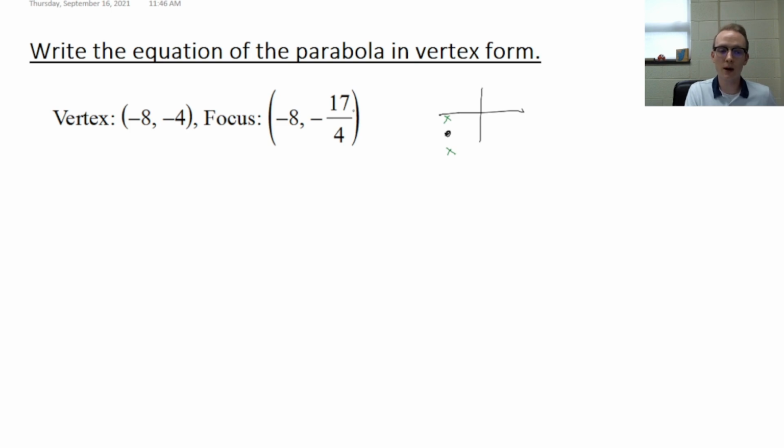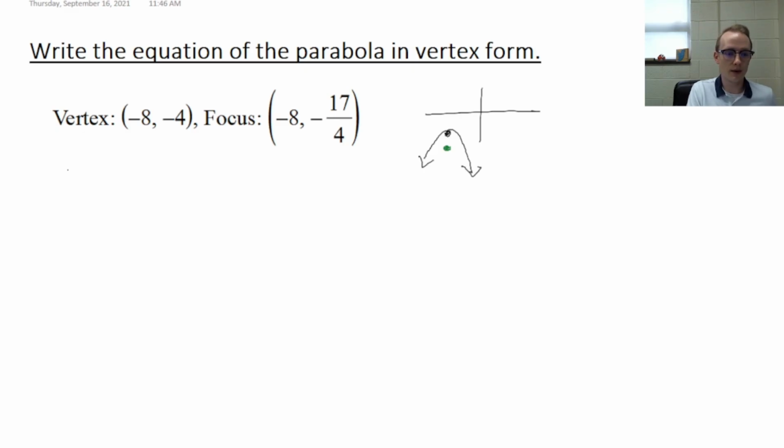Okay, if you're struggling to figure out is -17/4 more or less than -4, you could certainly type that in your calculator, -17 divided by 4, and quickly get an answer. But -17/4 as a decimal is -4.25, which is a little bit less than -4, which means our focus is going to be below our vertex. Okay, let me redraw that x-axis. Our focus is going to be right here, which means the parabola is going to open down.